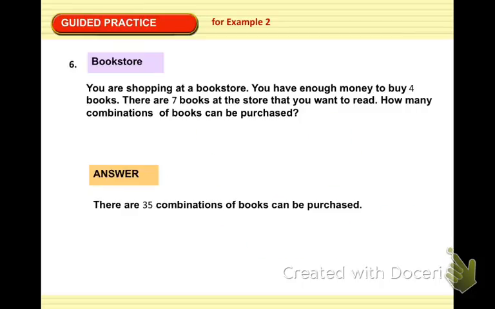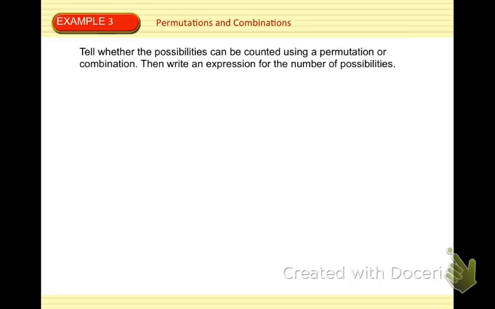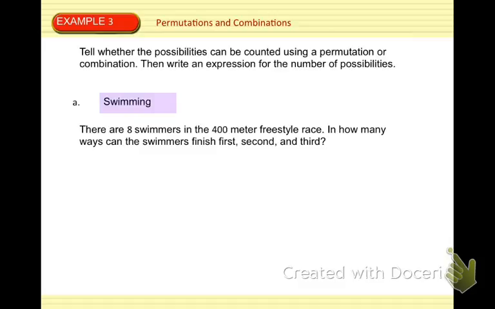And then finally, we want to be able to tell whether it's a permutation or combination. So we're putting together yesterday and today, and what you're thinking about is, is the order important? Because if the order is important, then you have to use the permutation calculation. If the order is not important, then you will use the combinations.